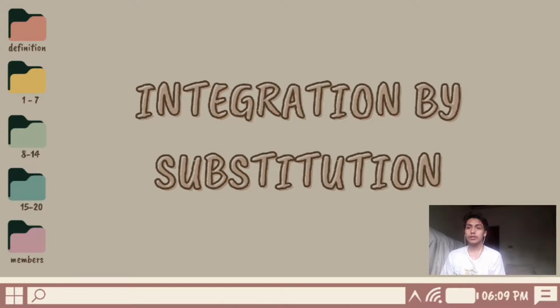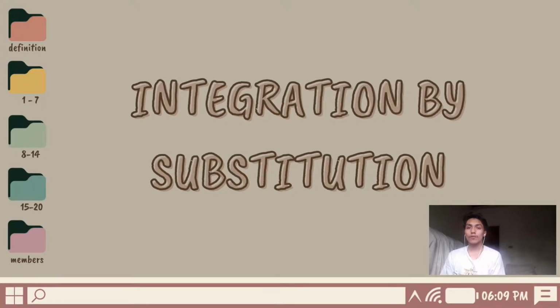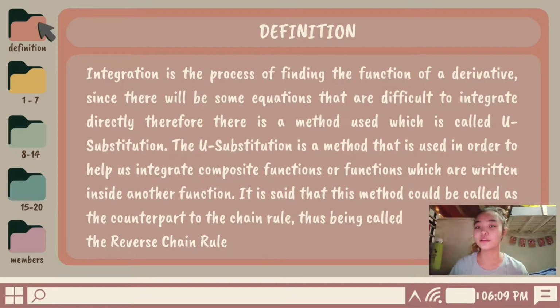In this lesson about antiderivative and using U-Substitution, we are first going to know what it is all about. Integration is the process of finding the function of a derivative. Since there will be some equations that are difficult to integrate directly, there is a method used which is called U-Substitution. The U-Substitution is a method that is used in order to help us integrate composite functions, or functions which are written inside another function. It is said that this method could be called the counterpart to the chain rule, thus being called the reverse chain rule.